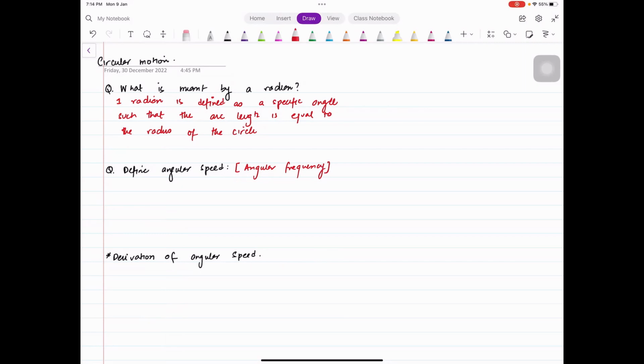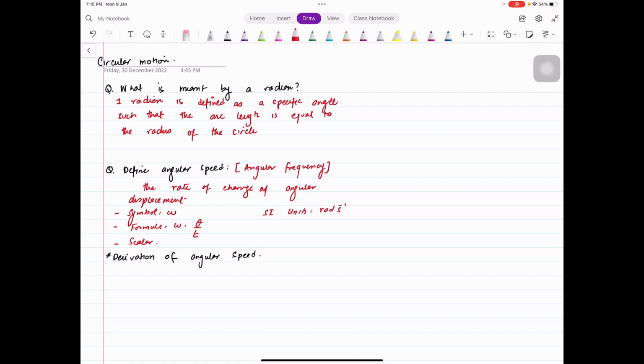So it is the rate of change of angular displacement. The symbol we use for angular speed is omega. The formula for this would be omega is equal to theta by t. Theta is the angular displacement, and it is a scalar quantity. Now, the SI units for this would be radians per second.